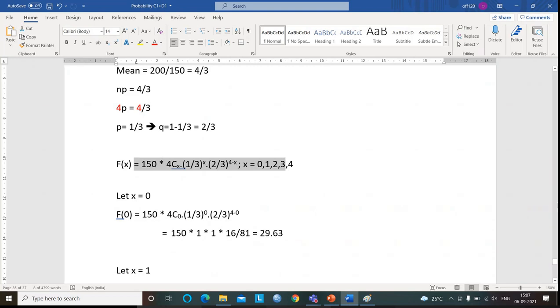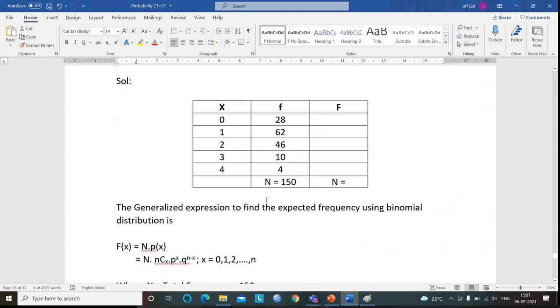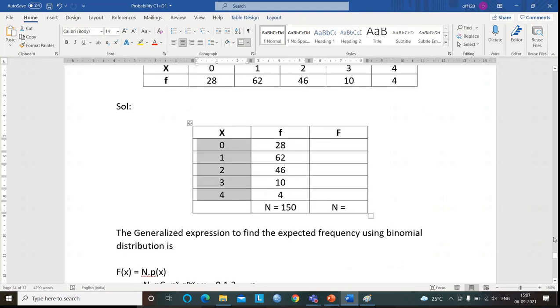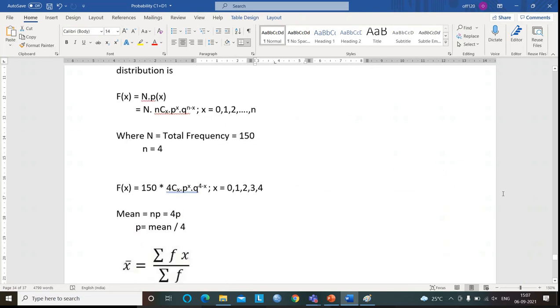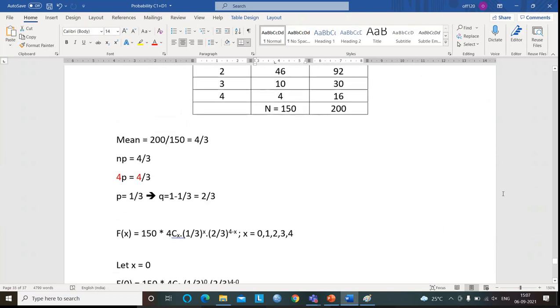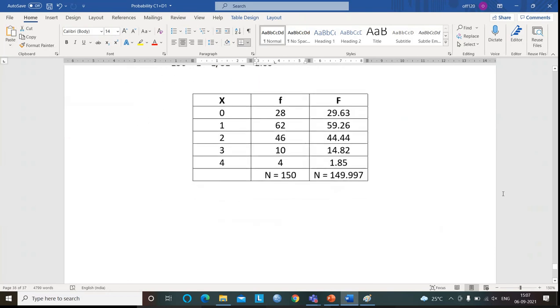Here simply I need to substitute 0, 1, 2, 3, 4. Why? Because in the given question it was given from 0 to 4 only. They are asking what are the new values of these old frequencies. Is this 28 perfect, or is there any change in that particular value? So by doing calculation, we came to know that instead of 28, 29.63 is the actual value. 62 becomes 59.26. 46 is 44.44. Though the values keep changing, finally we have got the total as 150. 150 equal to the 150. Then we are done with the problem.